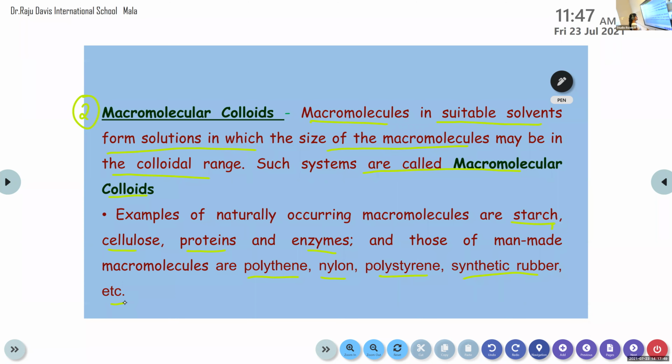And this type of colloids, they are stable in nature. Okay, and they resemble true solutions. These colloids are stable and they resemble true solutions.